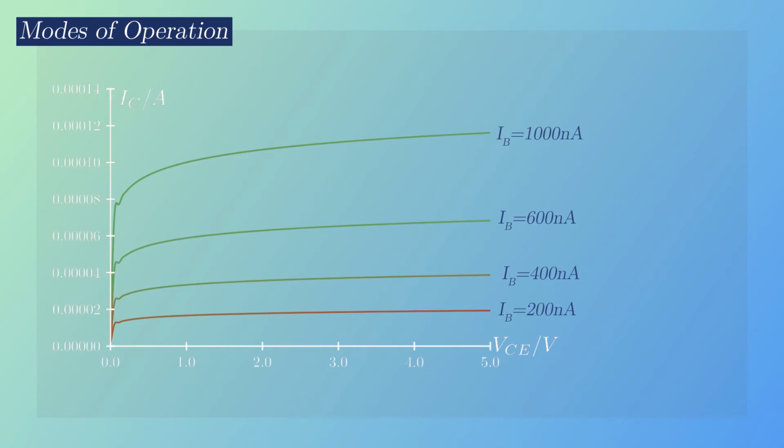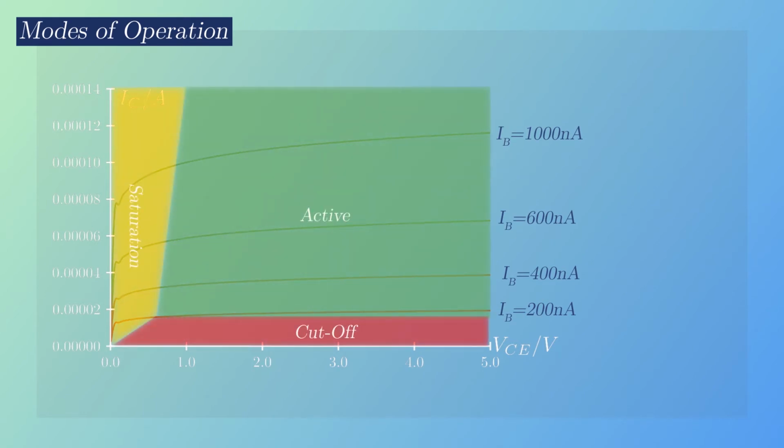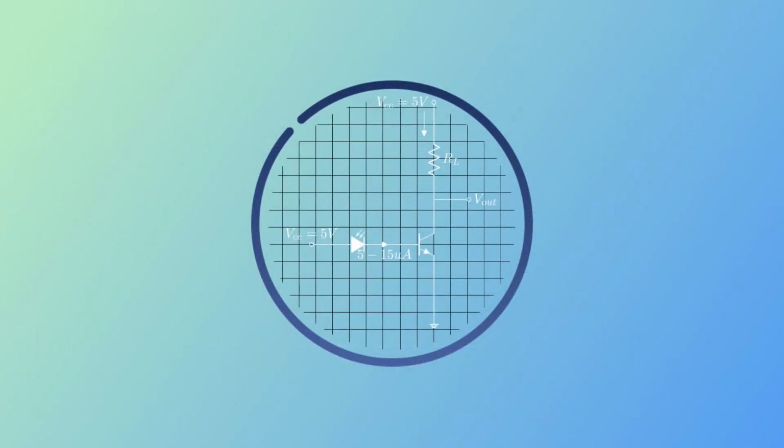To summarize these modes of operation, we can use this handy traffic light to illustrate the operating mode we're in, depending on VBE and VCE. If you've picked up all those concepts, you already have a good understanding of this device. To finish off, I would like to illustrate a practical example of how the output characteristic curve can be used to design a current amplifier.